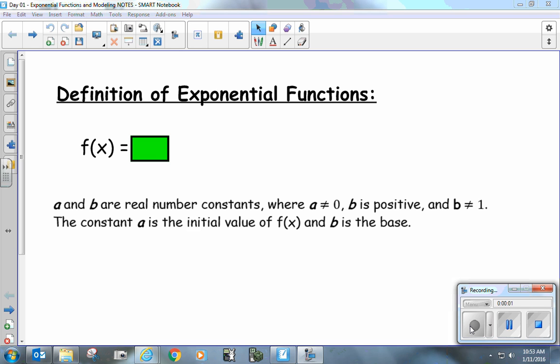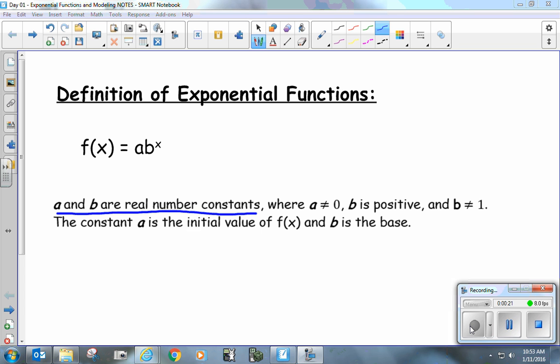Definition of exponential functions. The exponential functions are given by the equation f of x equals a times b to the x. Now keep in mind that a and b are real number constants. Those are not variables; those are real numbers. A cannot be 0. How come my a value cannot be 0?